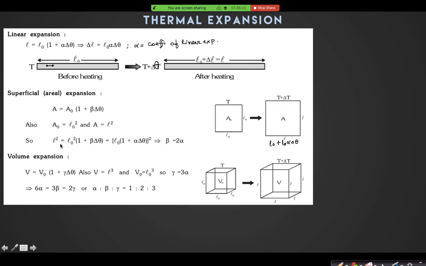So now the square plate has an area L square, which is L naught into 1 plus alpha delta theta, whole square. Now if I expand this term, then you will find it is L naught square into 1 plus 2 alpha delta theta plus alpha delta theta whole square. Yes or no?